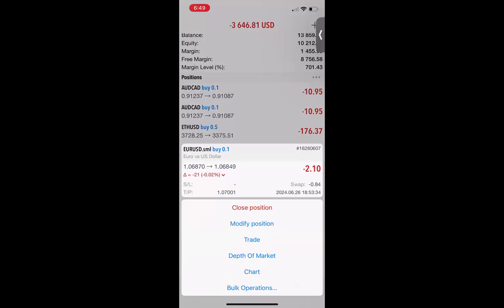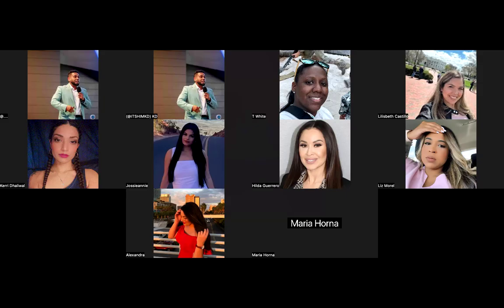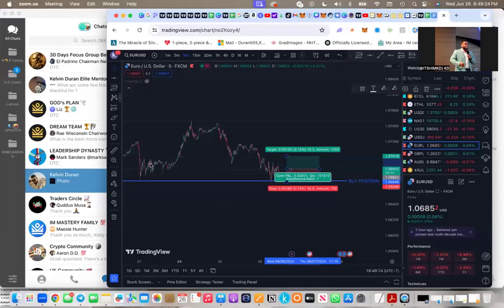So what I'm going to do on my trade right now is modify my position. And I'm going to come right here and show you guys how you can set a stop loss and how you can set a take profit. Okay. So I'm going to grab this tool. In this tool, okay, this is very important for all you guys to know.